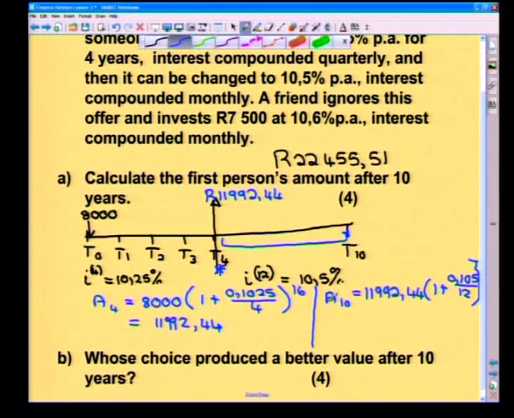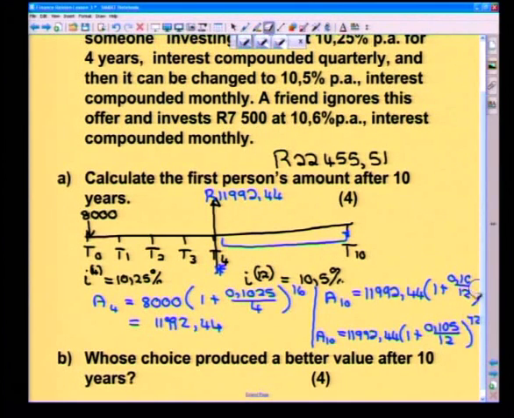Okay, I'm rather squeezing this in here, so let me write it a little bit more closely. So it's 11,992 and 44 cents, 1 plus 0.105 over 12 to the power 72, and let's erase this other one because it is a little bit on the tight side there. Right, so out with a calculator.